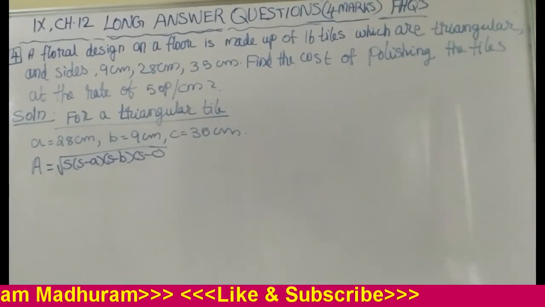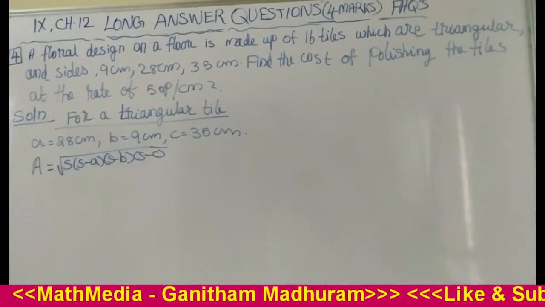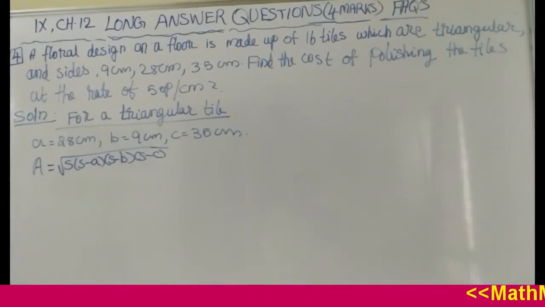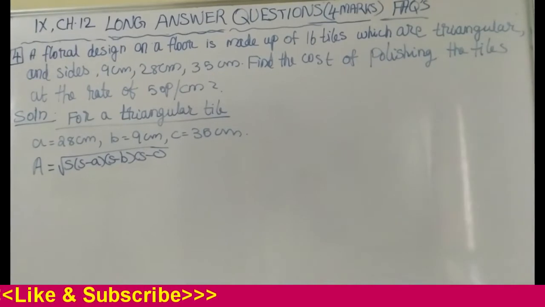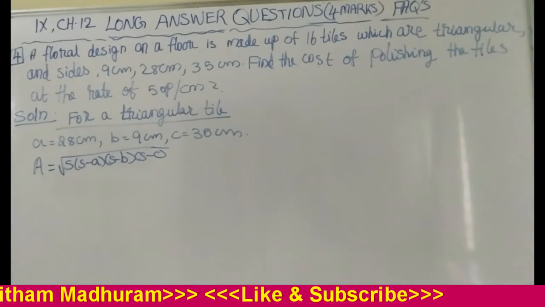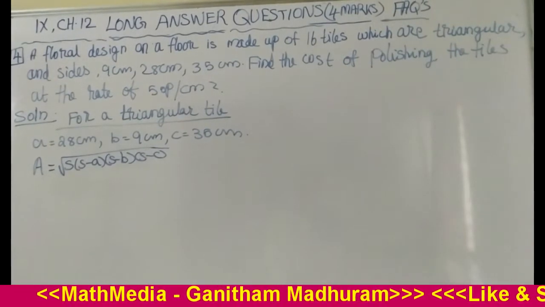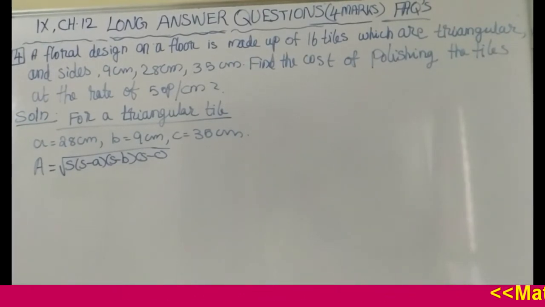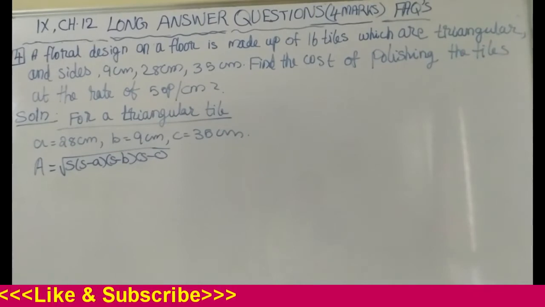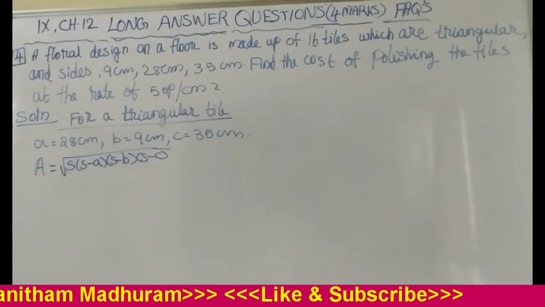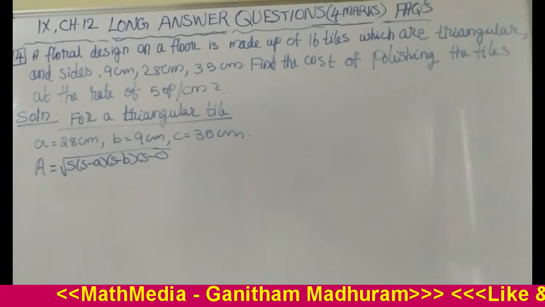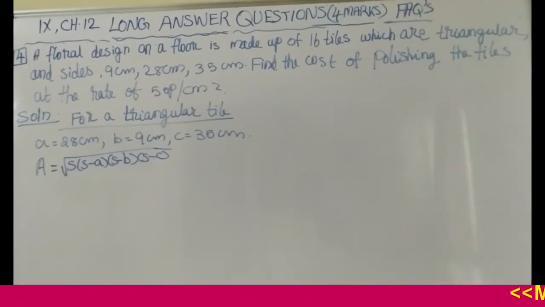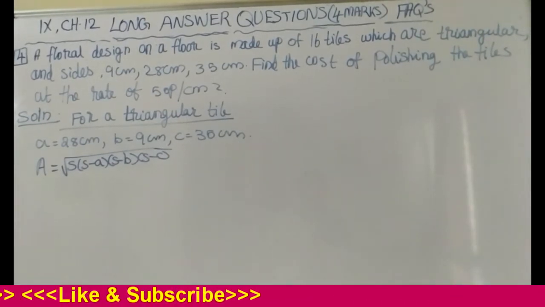So to find the cost of polishing the tiles, first of all we have to find the area of one tile, and the design is made up of 16 tiles, so we have to multiply the area by 16. Then we can multiply with the cost of polishing the tiles per centimeter square. We will get the answer. Now let's solve.